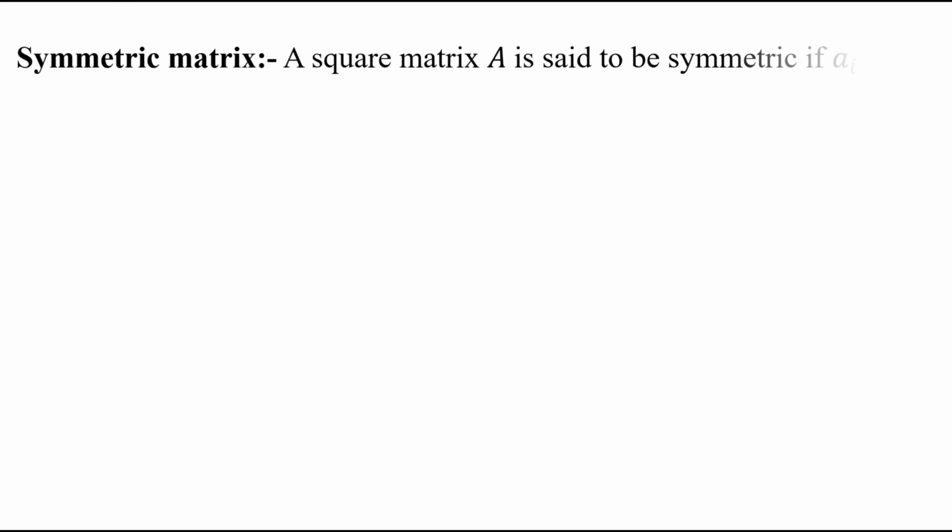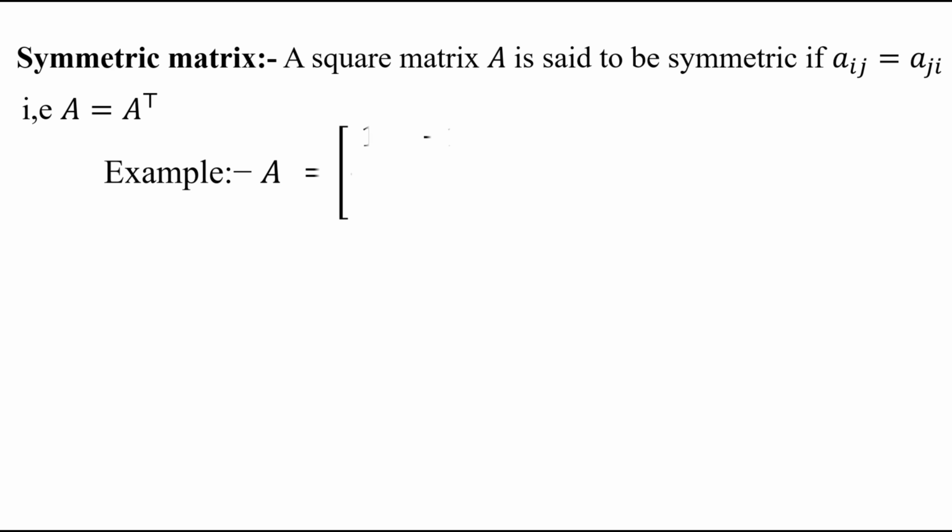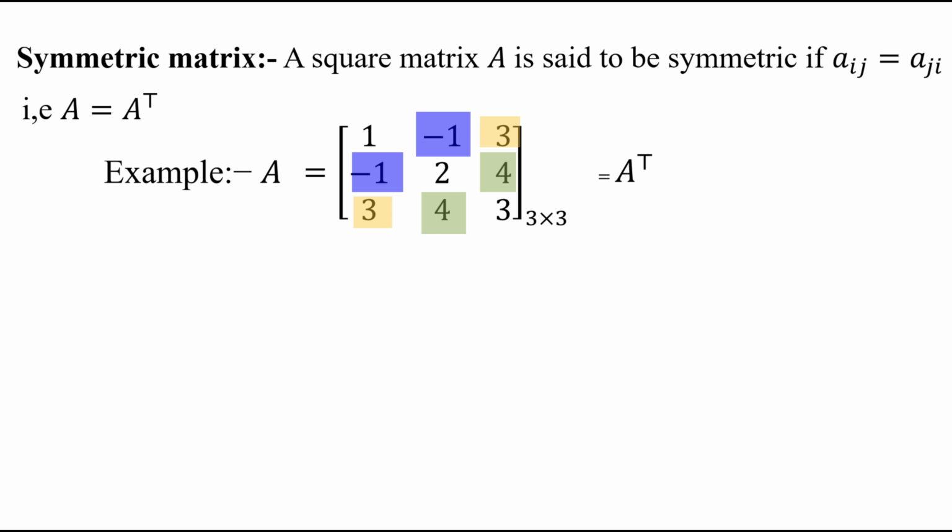A square matrix is said to be symmetric if its elements satisfy Aij is equal to Aji. So basically, for a symmetric matrix, it and its transpose will be equal. If you consider the example, these are the diagonal elements and all the corresponding elements of the diagonal are equal. If you take the transpose of this matrix, it will be equal to A. Okay, so this matrix will be called a symmetric matrix.